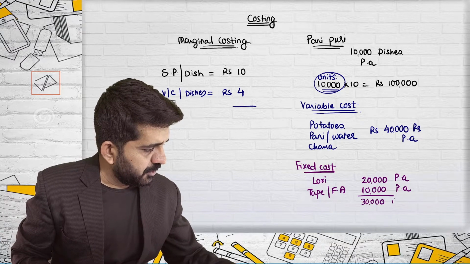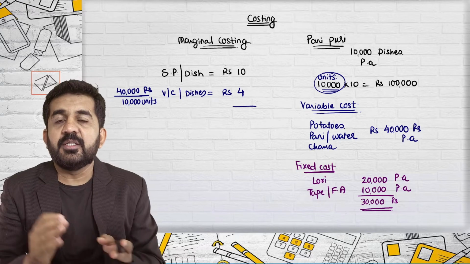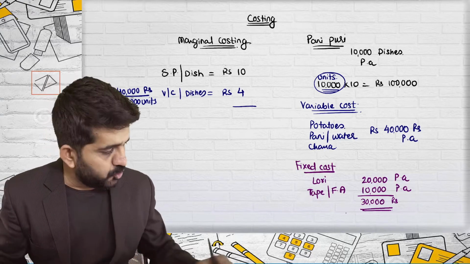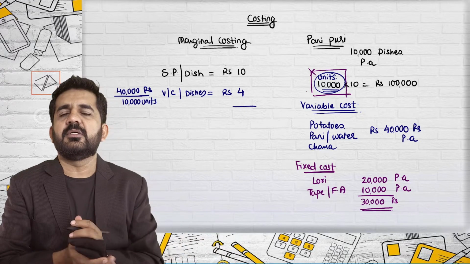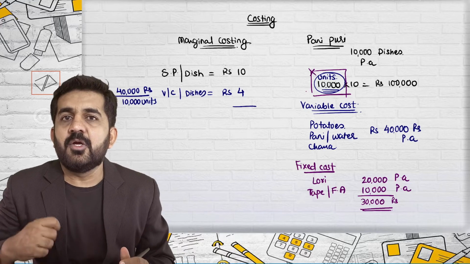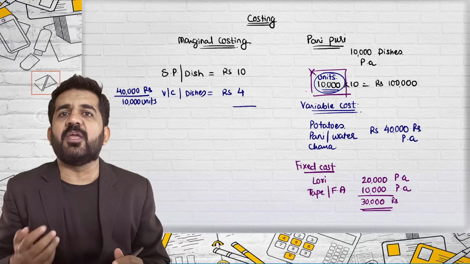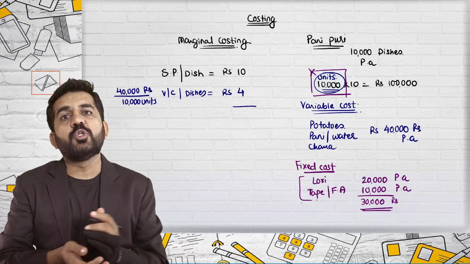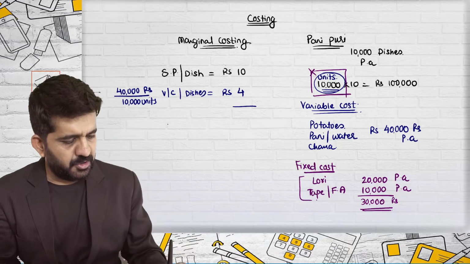30,000 rupees. Sir, what is fixed cost? It remains the same irrespective of your production. This fixed cost is not dependent on these 10,000 units. Whether you sell 5,000 units, whether you manufacture and sell 5 units, whether you manufacture and sell nothing, this is going to happen. So this is known as fixed cost, and fixed cost is 30,000.